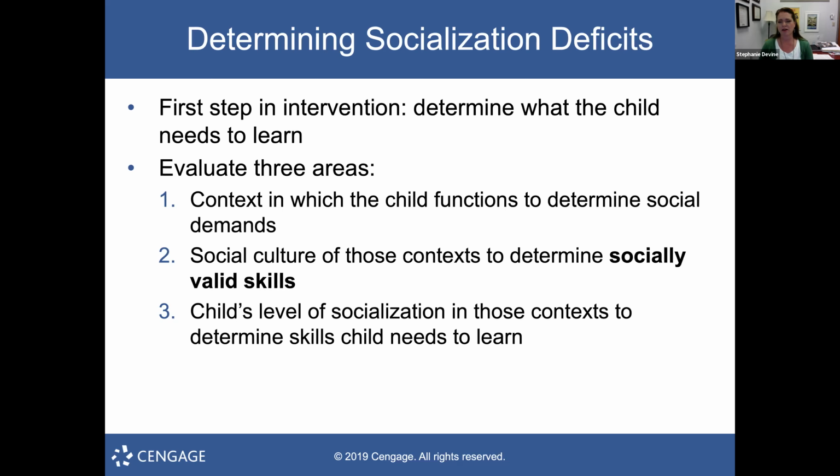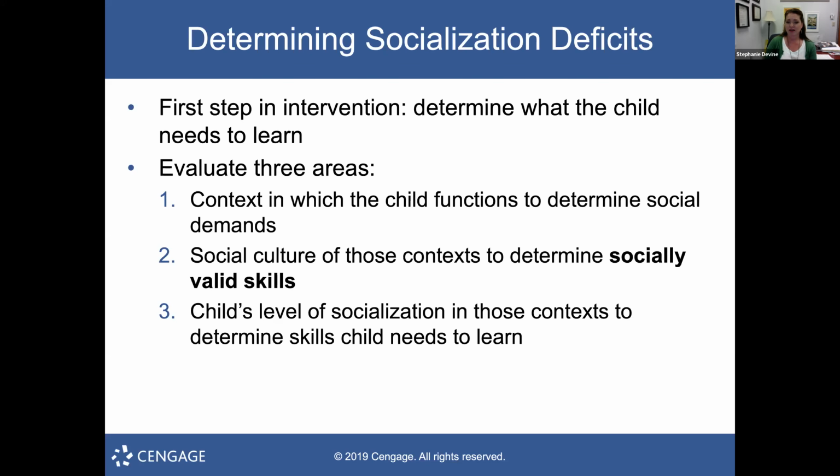You're going to be thinking about, like I mentioned previously, what are the contexts in which this child functions, and what are the social demands in those contexts? What's the social culture in those contexts? And you really want to look at that so you can figure out what are the socially valid skills, what are the really important social skills in those different contexts. And this is not what you want to see necessarily. It's what the socially competent individuals in those environments want to see.